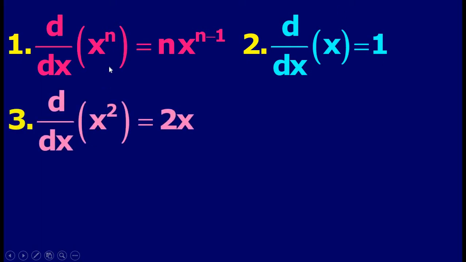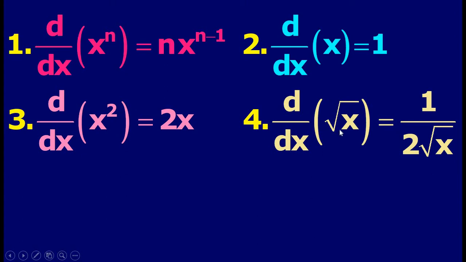Next, again the same formula, d by dx of x square. If you use the same formula here, the differentiation of x square is 2 into x to the power 2 minus 1. 2 minus 1 is 1. So here we have 2 into x to the power 1, which is the same as 2x. So therefore, d by dx of x square is 2x.